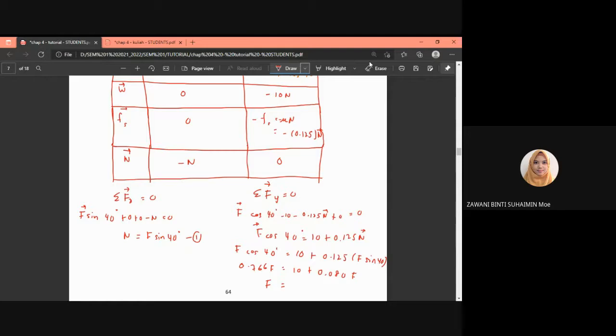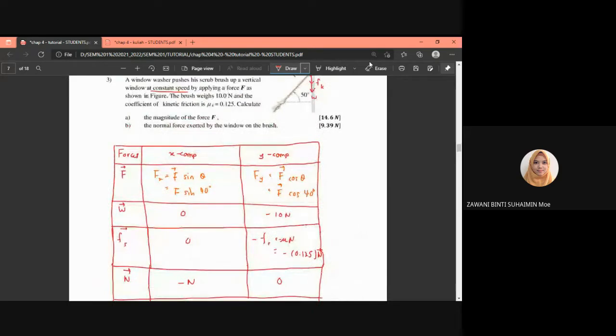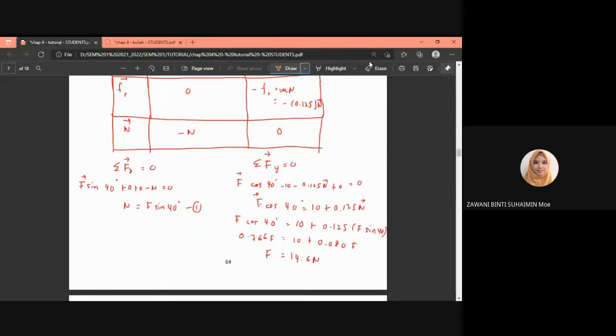0.77 minus 0.08. Okay, so my force now is equal to 14.6 Newton. Okay, settle force. Then it also asks for the normal force exerted. The magnitude of force we already have. Okay, so the normal force exerted by the window on the brush. So it means they want the normal force N.